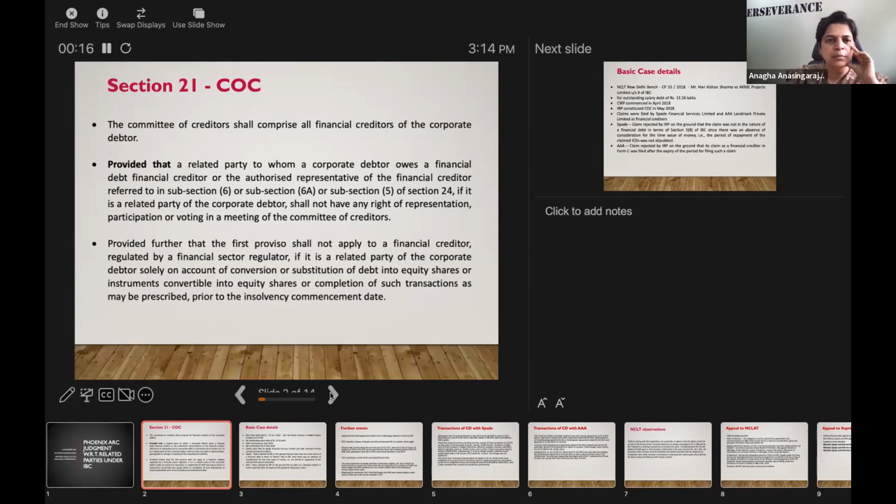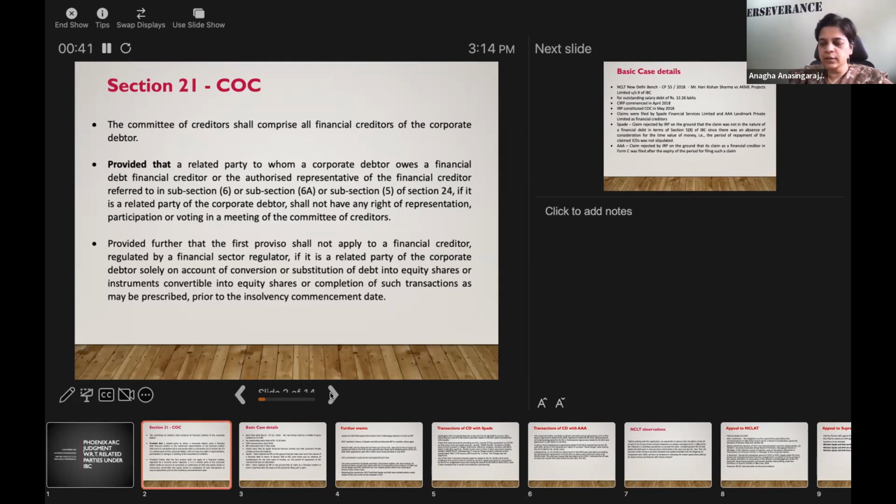it says that the Committee of Creditors shall comprise of all financial creditors of the CD, provided that a related party to whom the CD owes a financial debt, that is a financial creditor, or the authorized representative of the financial creditor referred to in subsection 6, 6A or subsection 5 of Section 24, if it is a related party of the CD, shall not have a right of representation, participation or voting in the meeting of the Committee of Creditors.